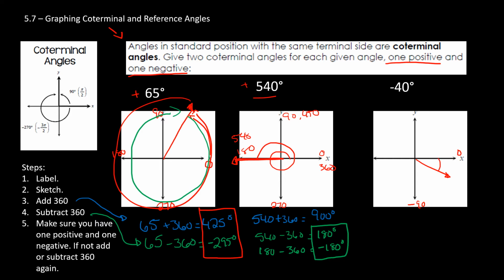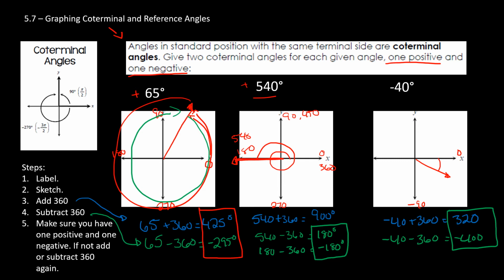So when we're looking for our coterminal angles, we start off with negative 40, and we'll add 360, and that gives us 320. Okay. Then we take the negative 40, we can subtract 360, and that'll give us negative 400. Well, we have a positive coterminal and a negative coterminal, and that satisfies that. So if we go in the negative direction.